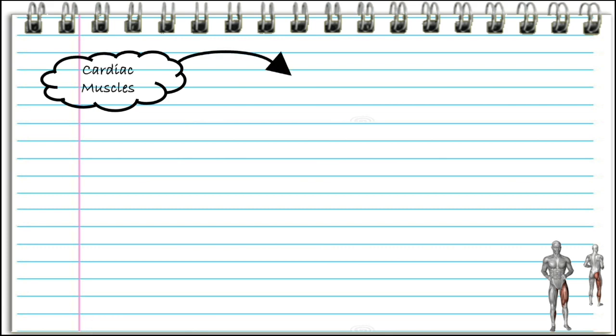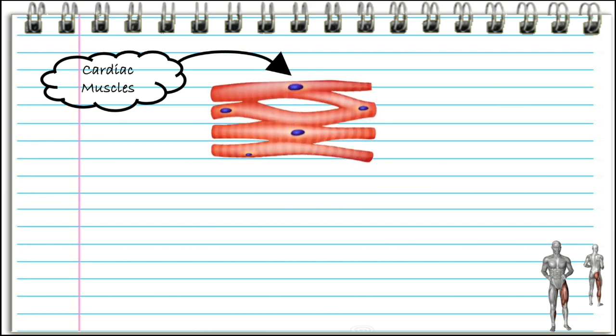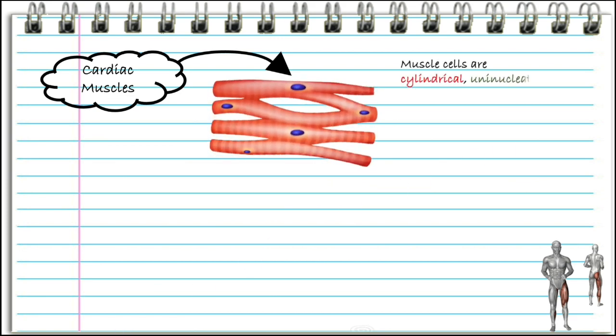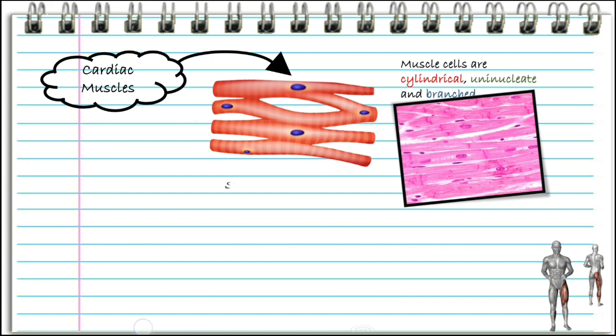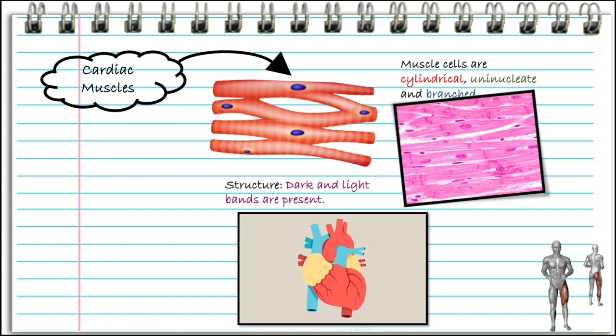Let's discuss the third type of muscles. Which one is the third type of muscle cells? Cardiac muscles. Yes, cardiac muscles. As we have already discussed, these cardiac muscles are cylindrical in shape, long, uninucleated, and here you can see they are branched. They have branches. So where are these cardiac muscles present? These muscles are present in our heart, and also these muscles have alternate light and dark bands.